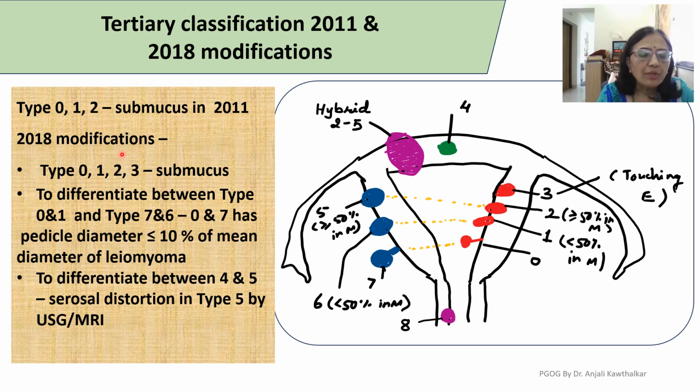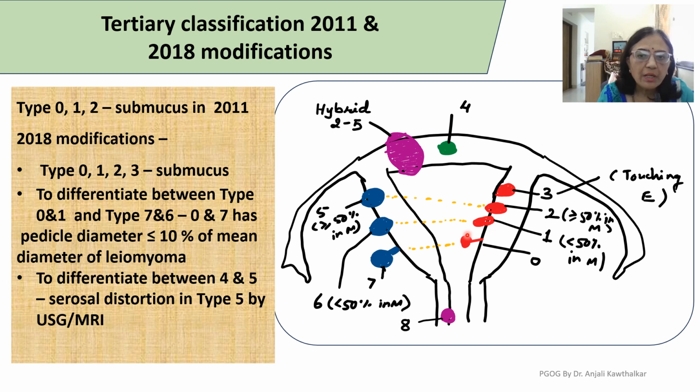Now there are other modifications under 2018. First is that type 3 is included in submucous. Second, there is a guideline to differentiate between 0 and 1, and between 7 and 6. Pedicle diameter should be less than or equal to 10% of the mean diameter of the leiomyoma to label it as either 0 for submucous pedunculated or 7 for subserous pedunculated fibroid.